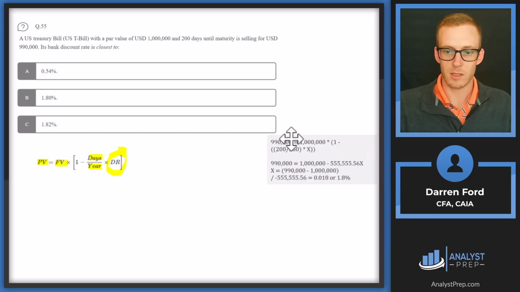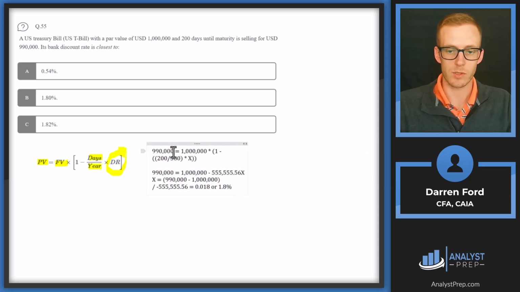So when we do that, let's pull this in. So we get 990 equals $1 million times 1 minus 200 divided by 360 times X. And then when we do out some of this math, we're basically just doing algebra at this point. So then we get 990 equals 1 million minus 555.56x. And then we get x equals 990 minus a million divided by 555 minus etc. Gets us 0.018 or 1.8%. Answer B.